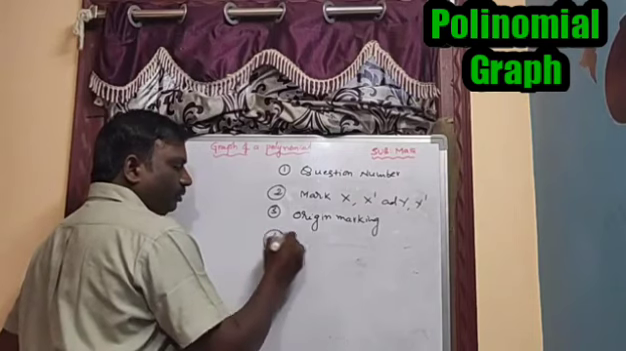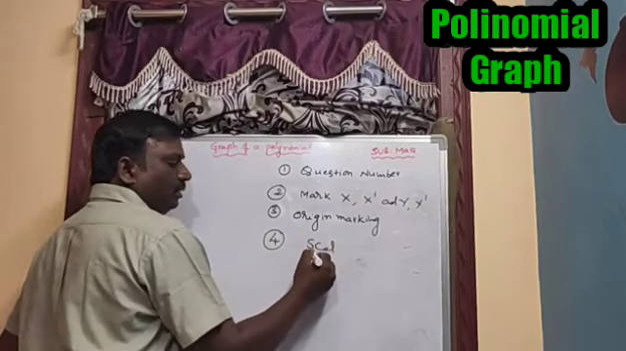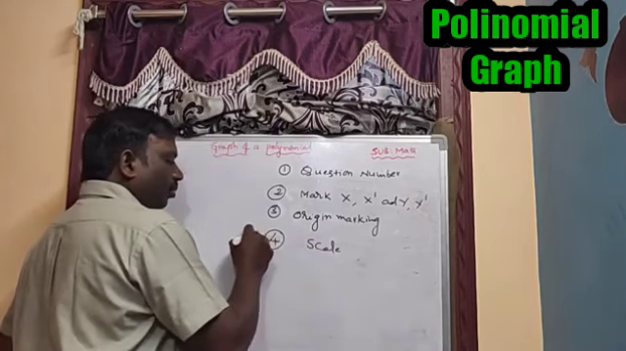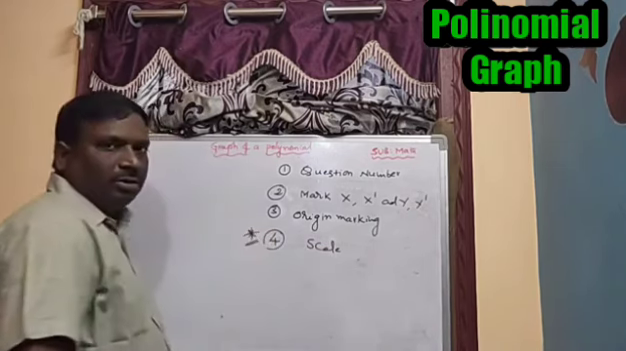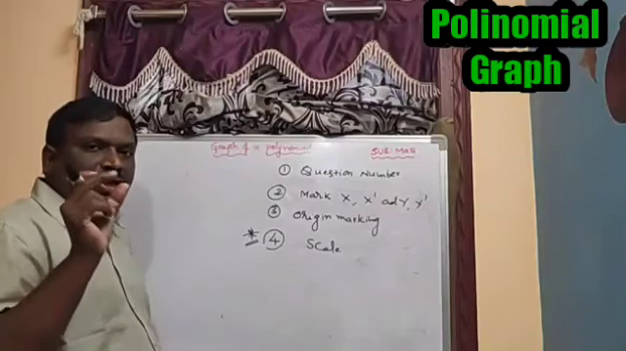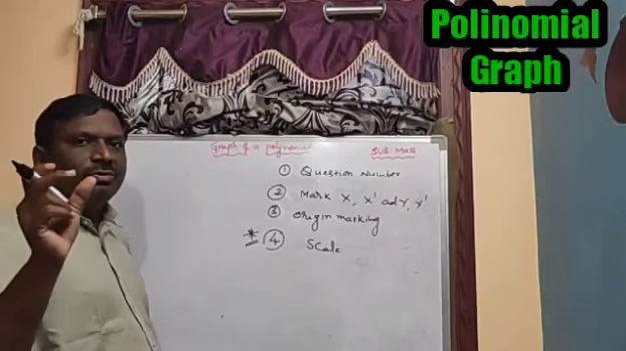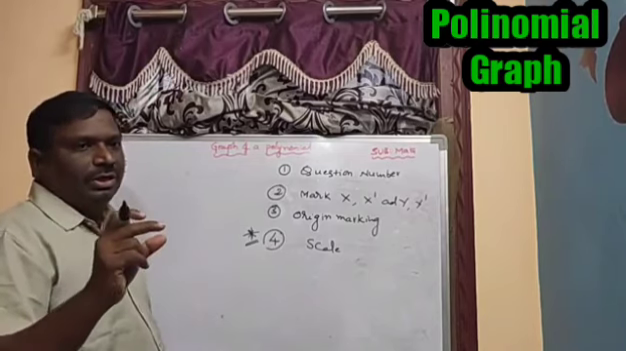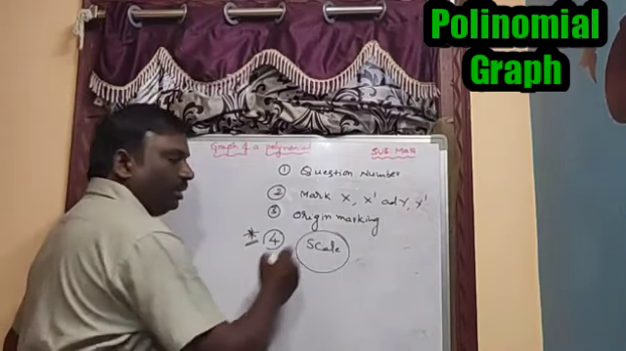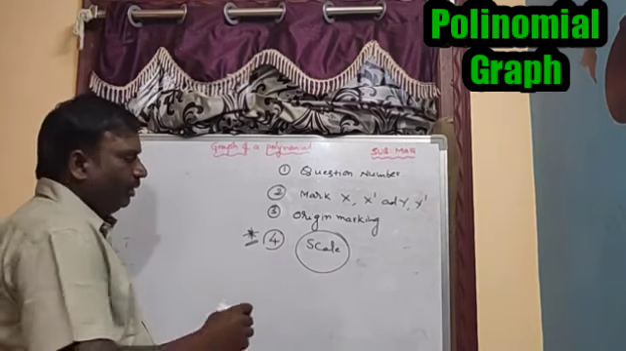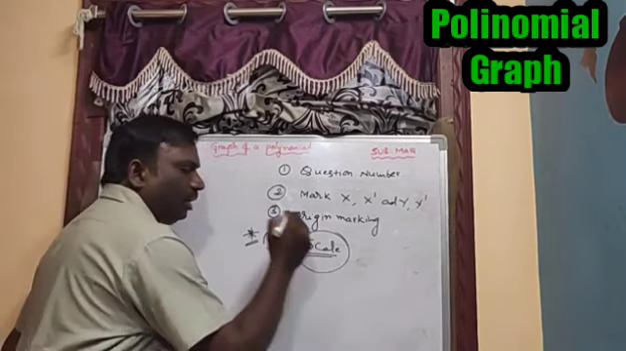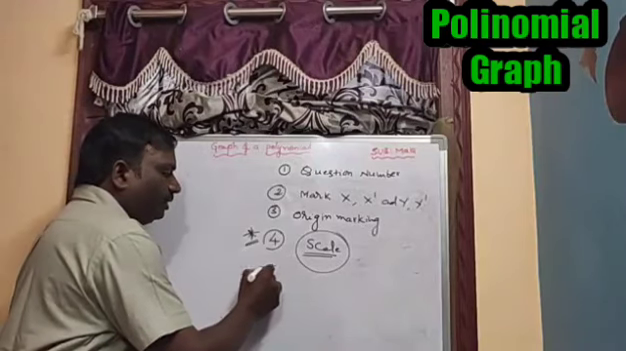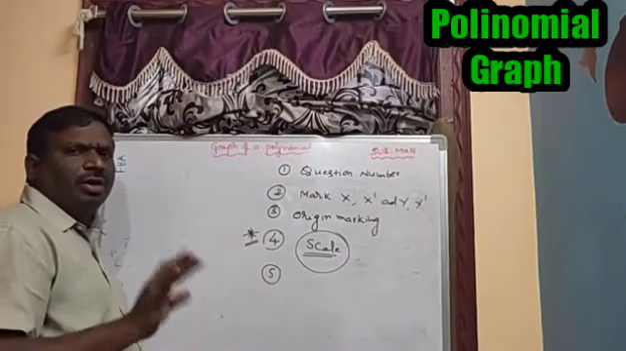Fourth point is scale we have to take. This is very important, scale. So on x-axis 1 centimeter, how many units you are taking? On y-axis 1 centimeter, how many units you are taking? So scale is very important. Scale is very important. So scale also we have to write.